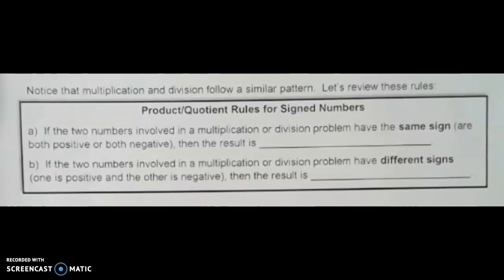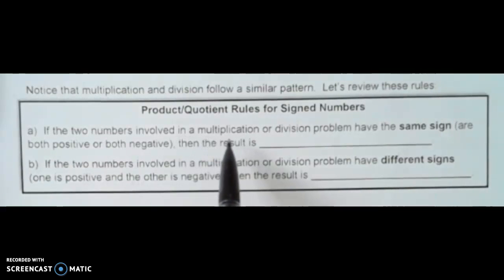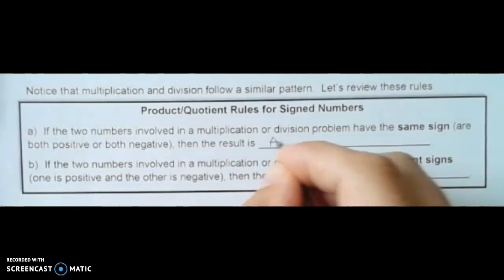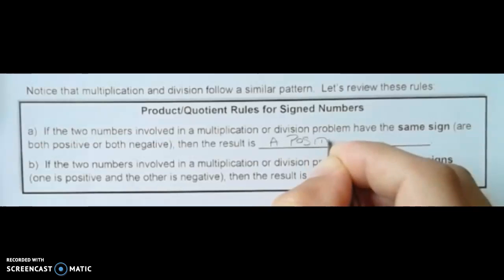Hopefully you've noticed that multiplication and division follow a similar pattern. Let's see if we can review these rules. Okay, so these are the product or quotient rules, meaning for multiplication or division of signed numbers. In letter A, if the two numbers involved in a multiplication or division problem have the same sign, so both numbers are either positive or both numbers are negative, then the result gives us a positive number.